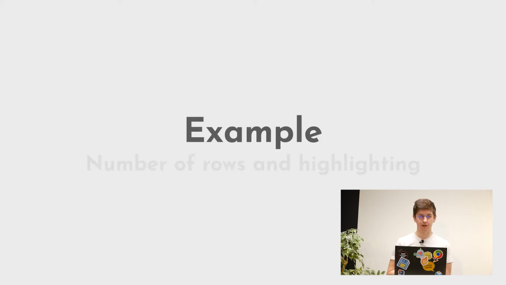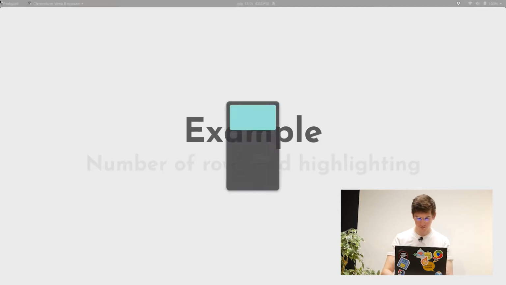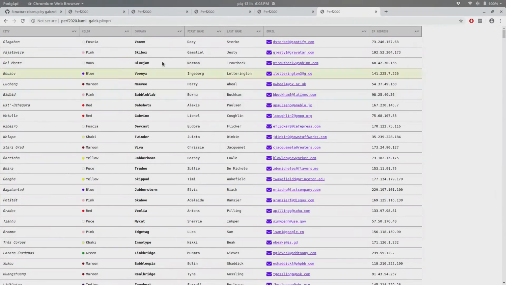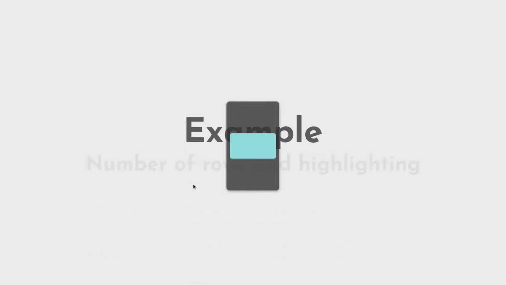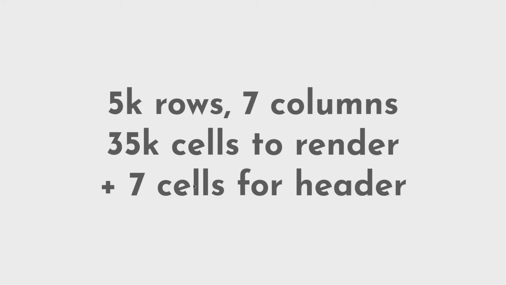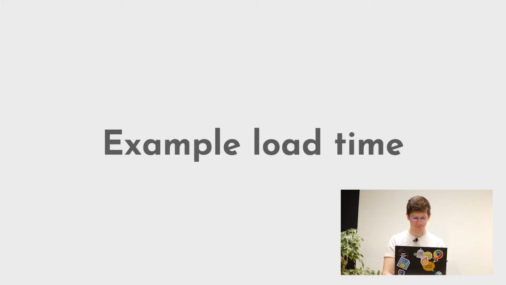So, let's start with our example now. We have an app created with Angular. It's just a table with 5,000 rows and 7 columns. We have row highlighting, and it's quite laggy. And that's all. Only a table, 5,000 rows, 7 columns. So we have 35,000 cells to render, and it works slow. Believe me, we will measure it.